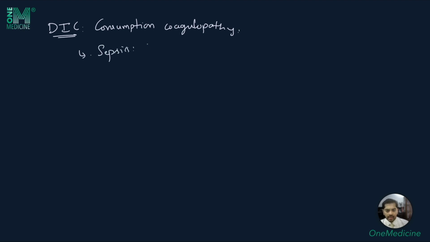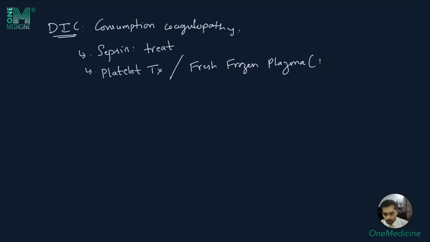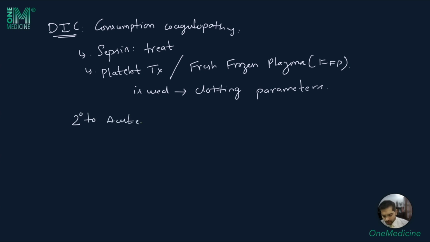Next condition is disseminated intravascular coagulopathy, or it is also called as consumption coagulopathy. Here, usually the trigger will be sepsis, so treat the underlying sepsis. In case of thrombocytopenia or bleeding, platelet transfusion or fresh frozen plasma or FFP is used to correct the clotting parameters. In patients with DIC secondary to acute promyelocytic leukemia, heparin can be used.